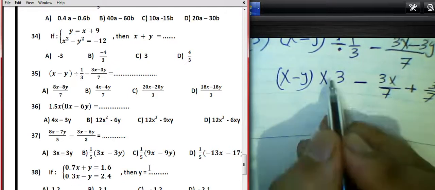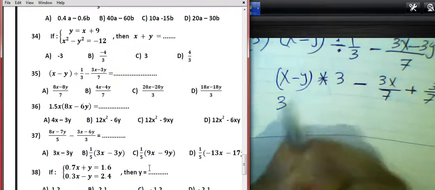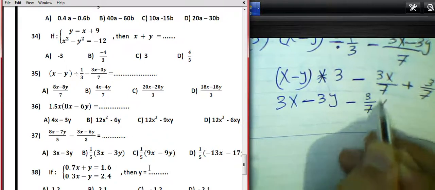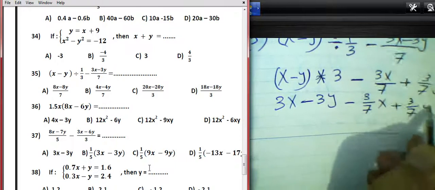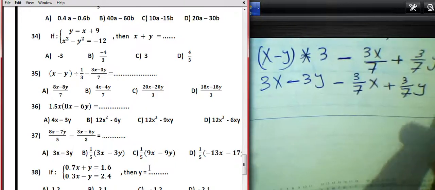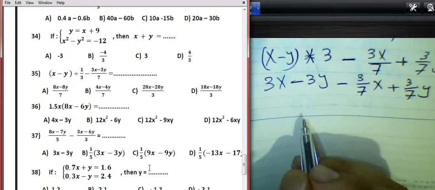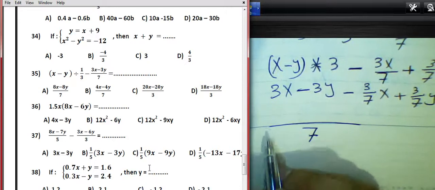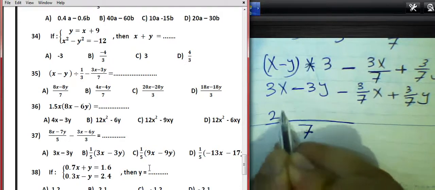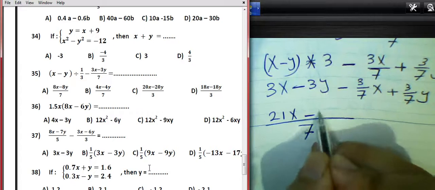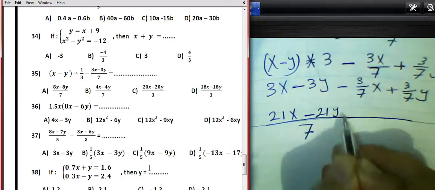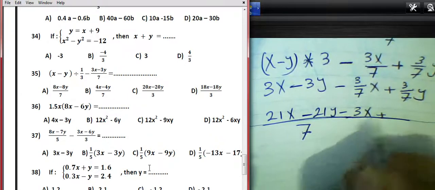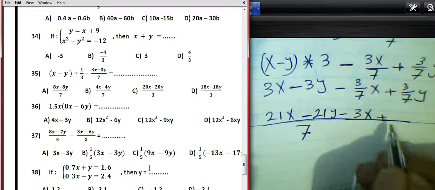Okay, it was multiplication. 3 times y equal 3x. Subtract 3y, subtract 3 over 7x plus 3 over 7y. Okay, we can write the result. Look here, we can write 7 in the denominator, and 7 times 3 equal 21x. Subtract 7 times 3 equal 21y. Subtract 7 divided by 7 equal 1, 1 times 3 equal 3. And 7 divided by 7 equal 1 times 3 equal 3y.